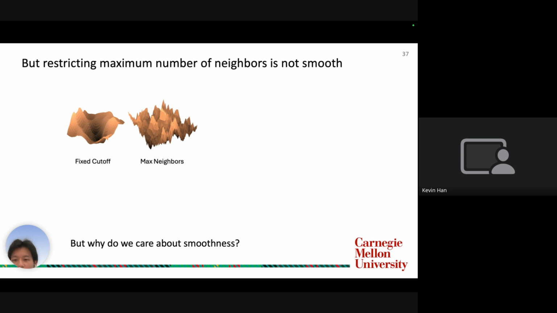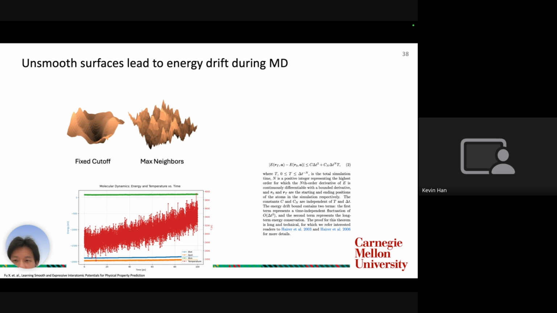But one question is, why do we necessarily care about smoothness in the first place? Is it fine if we had a slightly unsmooth or discontinuous surface, but then we let the model learn around these discontinuities? The model will still be highly accurate, and near these discontinuities, the model can smoothen them out via training. And so we tried to do this. We took this TensorNet model with max neighbors, and fine-tuned it to good accuracy.